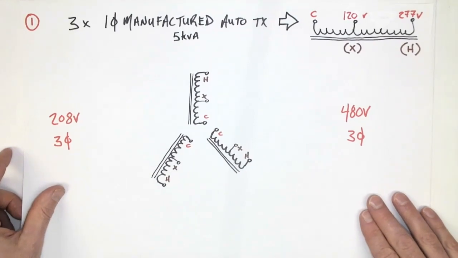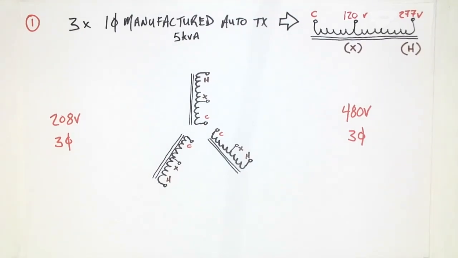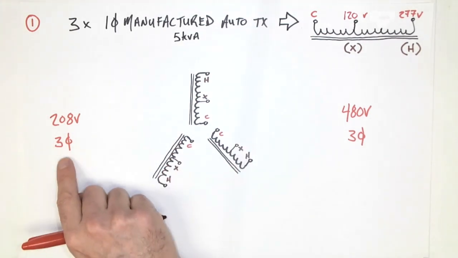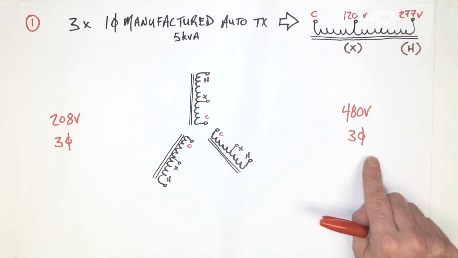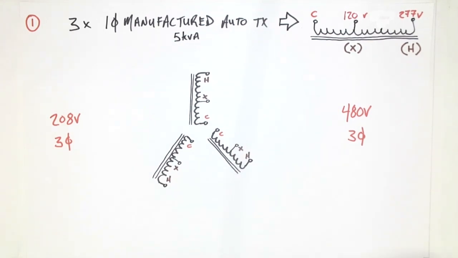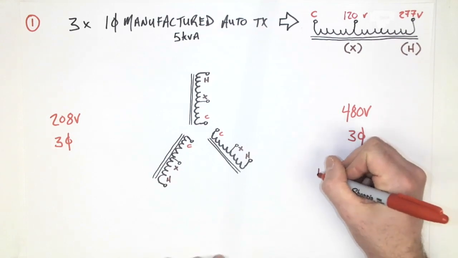Well, let's look at this first example here. We have three individual single-phase manufactured auto transformers, and they're rated 5 kVA each. The first thing I'm going to do is calculate the total kVA of the bank. Well, there's 1, 2, 3, and we're going from 208 to 480, and it's an auto transformer Y. That means we have a total of 15 kVA.